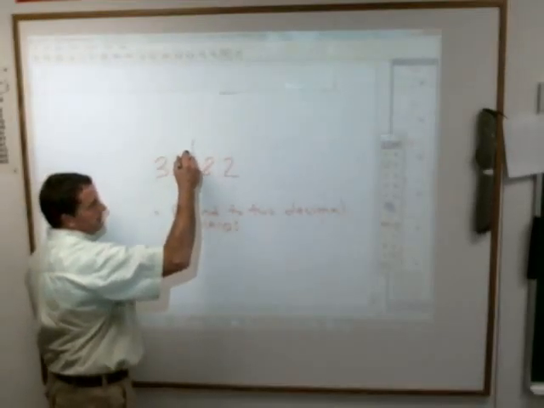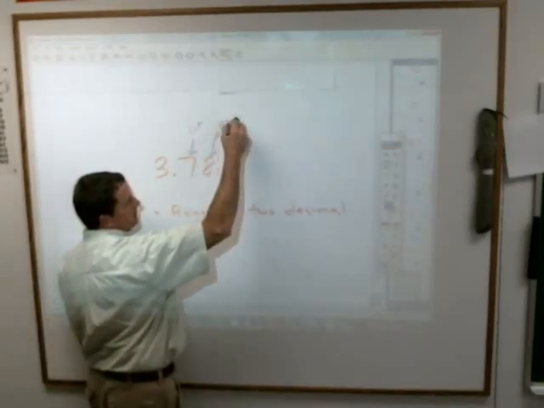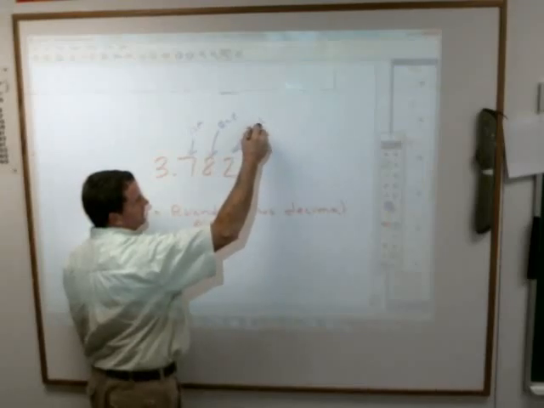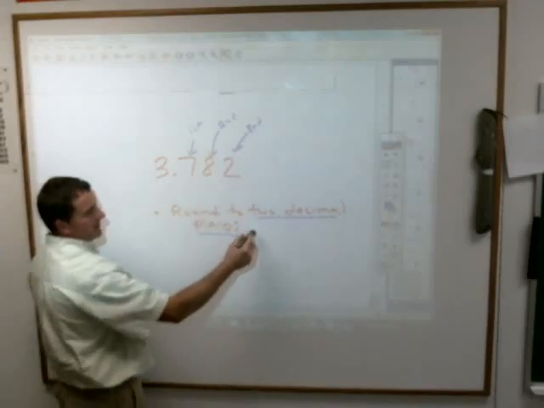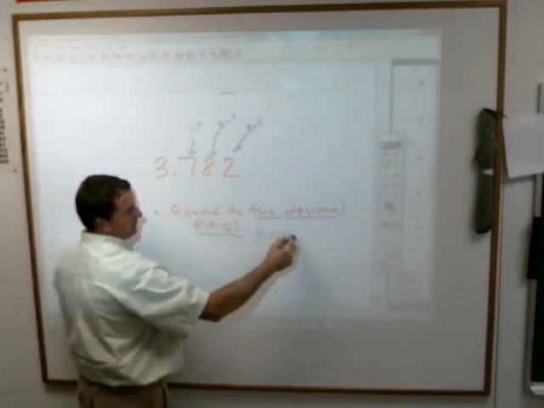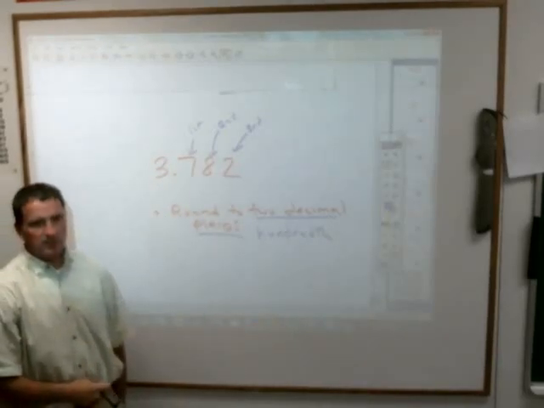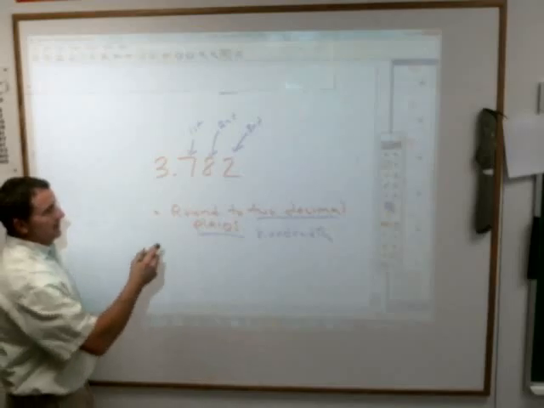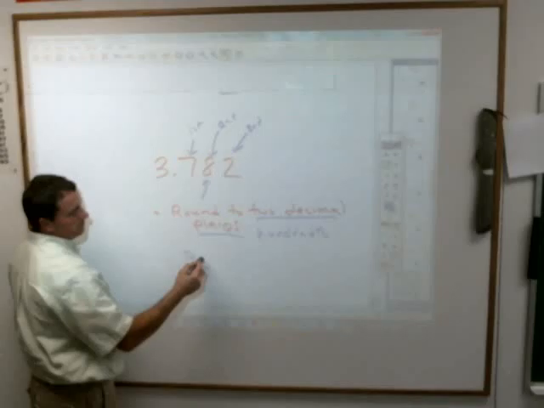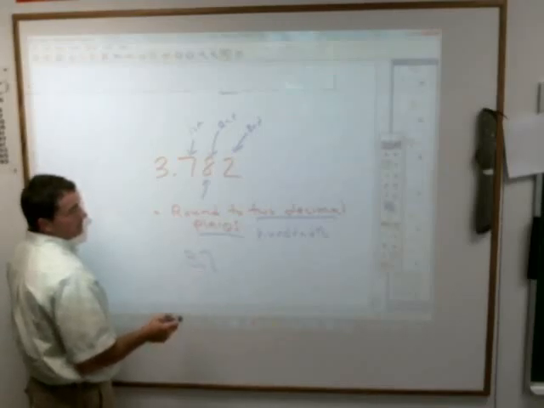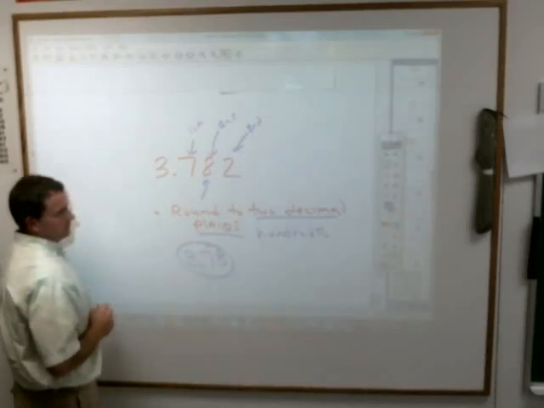Right. This is the first place after the decimal. That's the second place, and so on. Third place. So if they ask you to round to 2 decimal places, it's the same thing as asking you to round to the nearest hundredth. I don't know why they don't ask you to round to the nearest hundredth. Maybe it's just easier to say round to 2 decimal places. That means you're rounding to the second decimal place, and your answer is going to be 3.78.